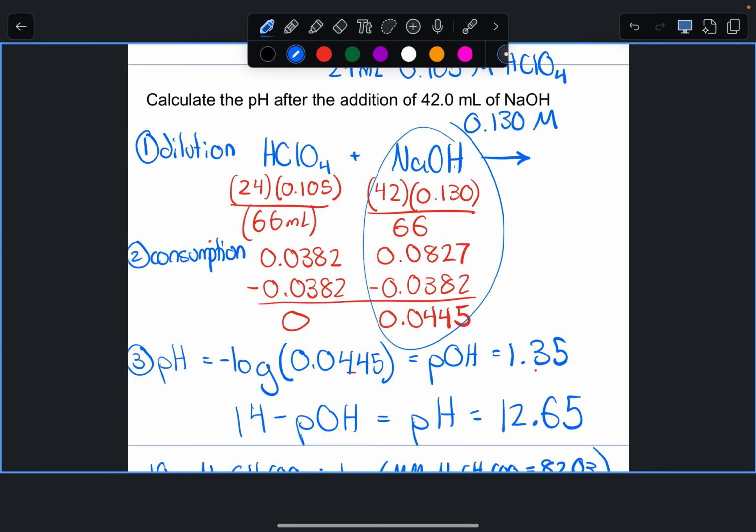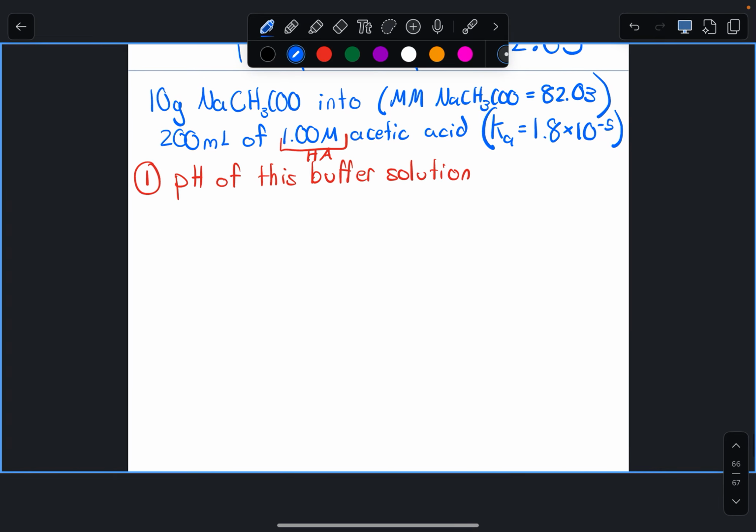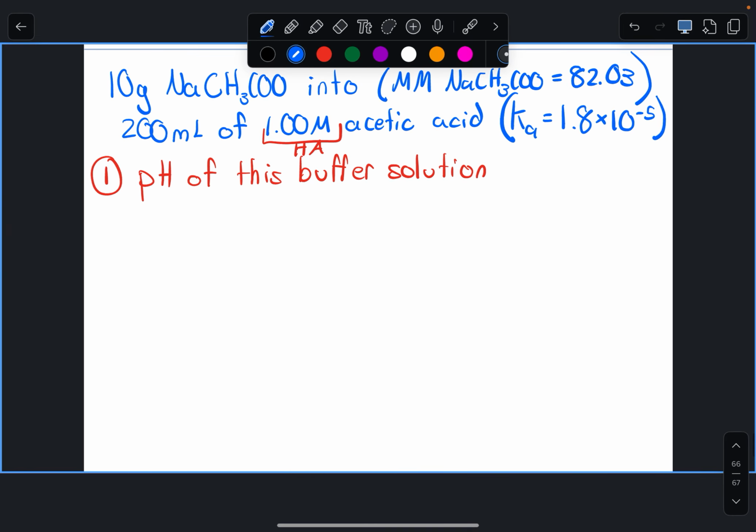Okay, so I put one more problem on here for today. It's a buffer problem, so it's just handwritten. You'll have to copy it into your notes. You're going to start by finding the pH of this buffer solution, and then the second step will be adding a small amount of base to the buffer and seeing how the pH changes.